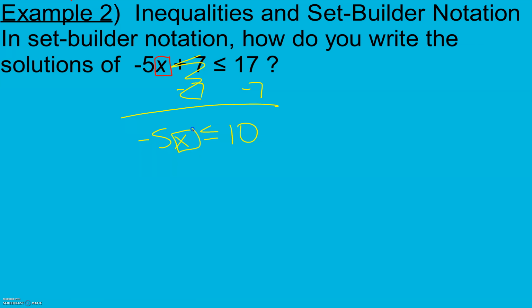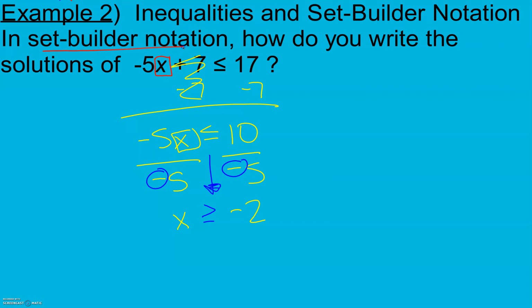And then I get rid of any multiplying or dividing. X is being multiplied by -5, so I divide by -5. And again, anytime I change from positive to negative or negative to positive by multiplication, anytime I multiply or divide by a negative like we did here, I have to flip my inequality. So it becomes x greater than or equal to -2. Now I have my solutions.